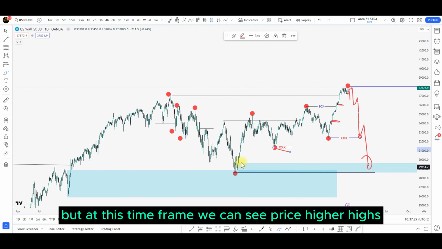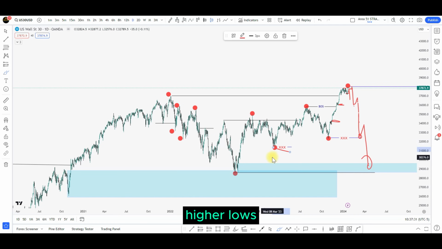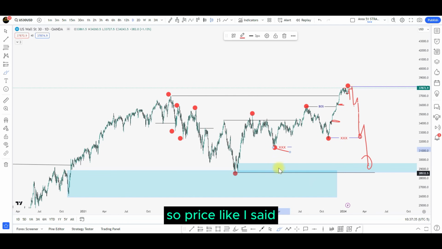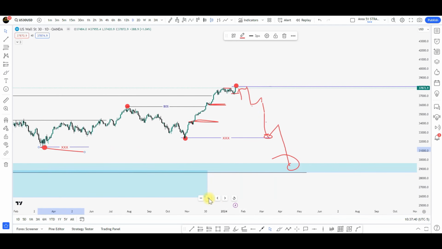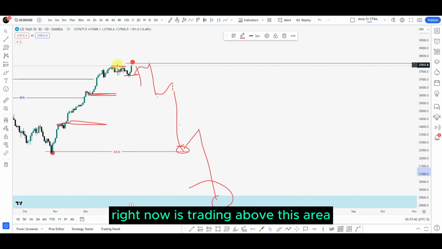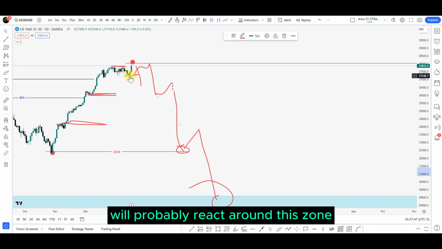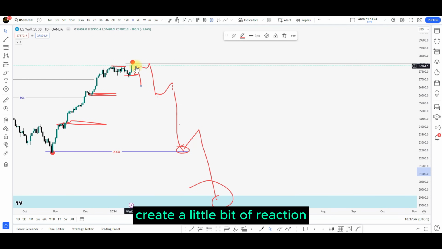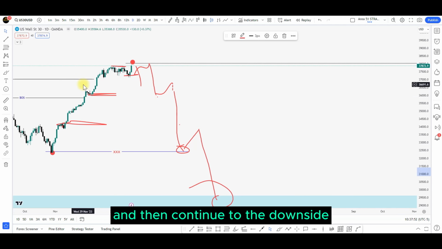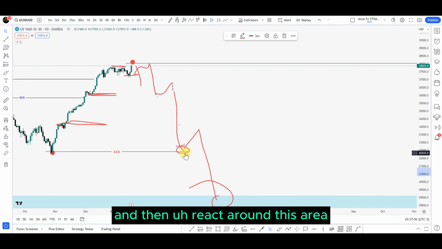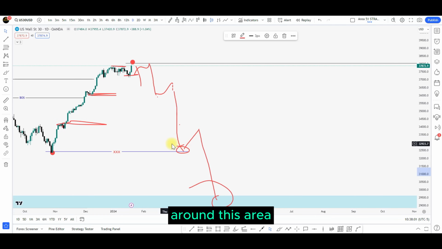All right, but at this time frame, we can see price making higher highs, higher lows, higher highs, higher lows, and then eventually higher highs. So price, like I said, right now is trading above this area. Therefore, when it comes back, it will probably react around this zone, create a little bit of reaction, and then continue to the downside, create a little bit of reaction over here, pull back, and then continue to the downside, and then react around this area, and then continue to the downside.